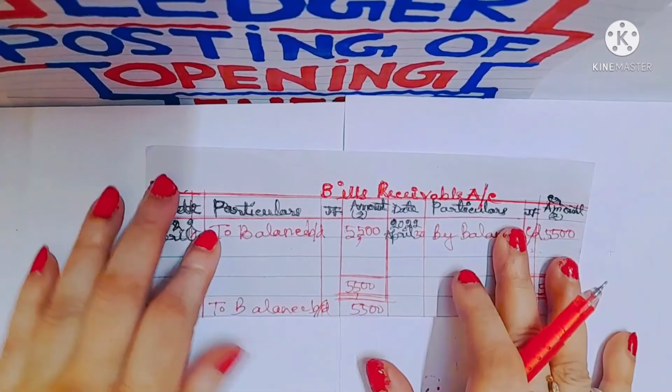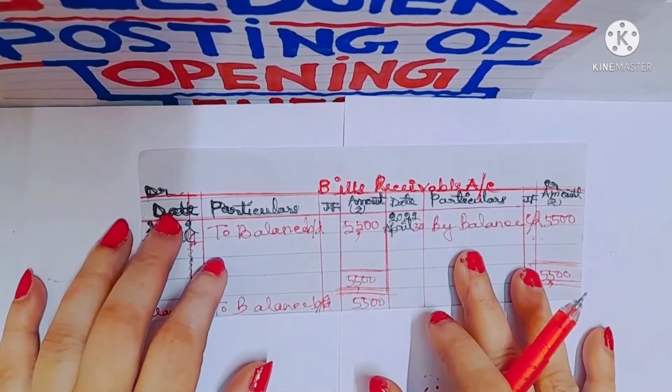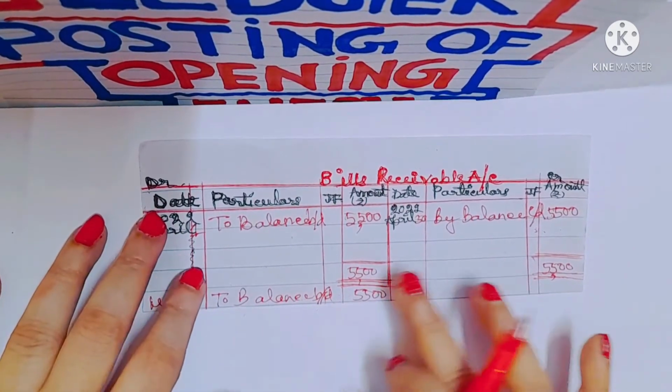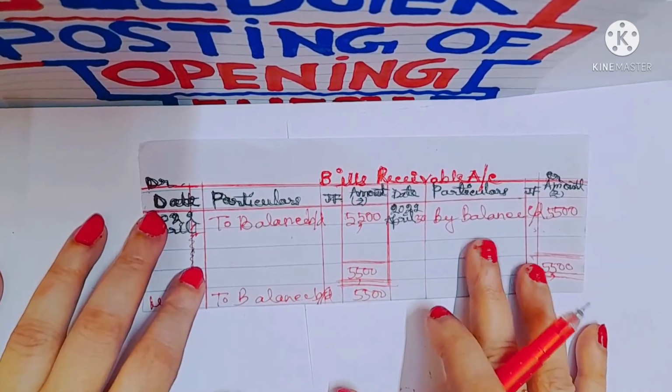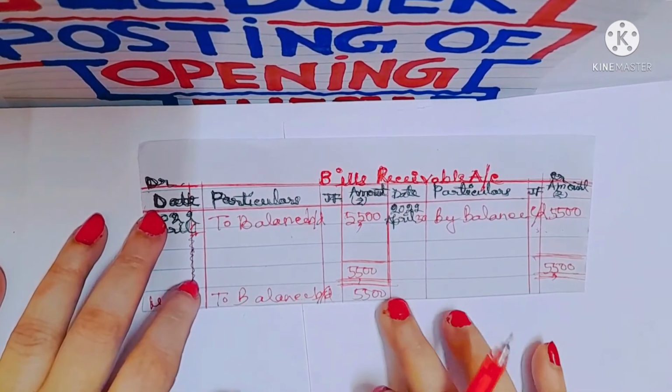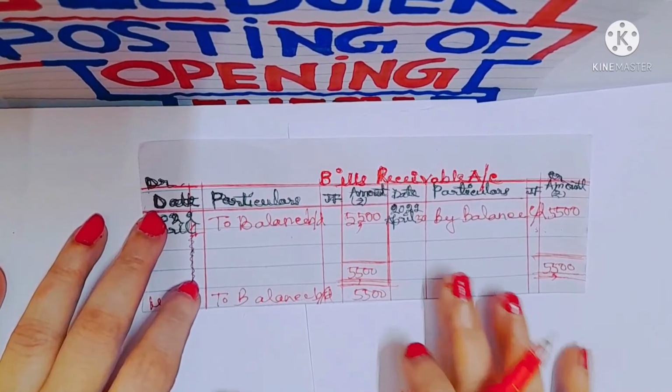Understood? Now tell me, is the bills receivable account a debit balance or a credit balance? Bills receivable account is a debit balance since the debit side total is greater than the credit side total, and moreover, to balance BD is written beneath the debit total, 5,500. Understood? Let's close the next account.